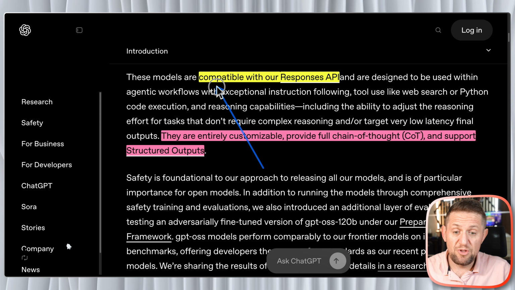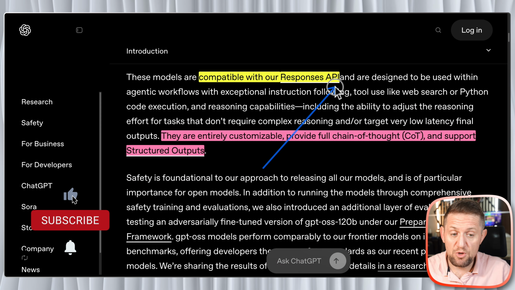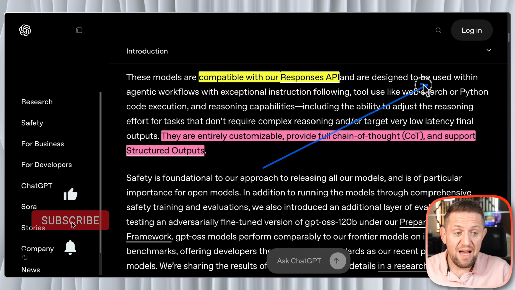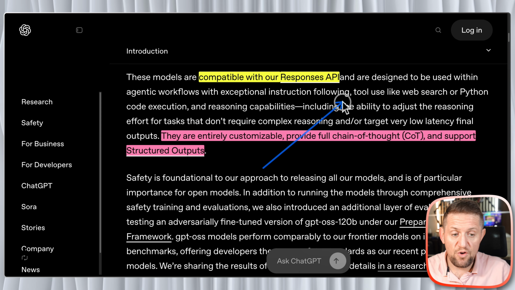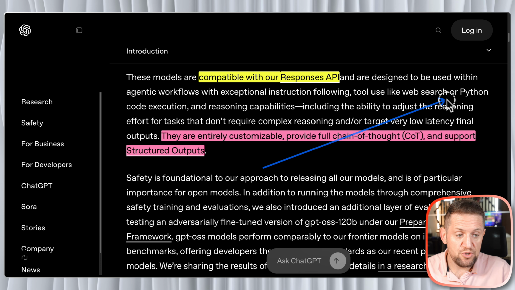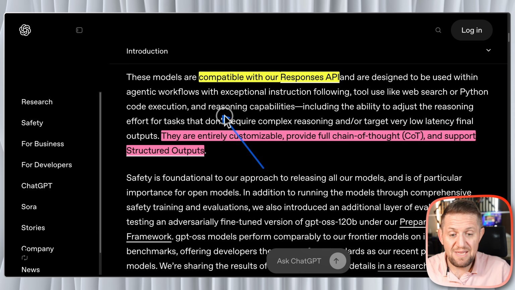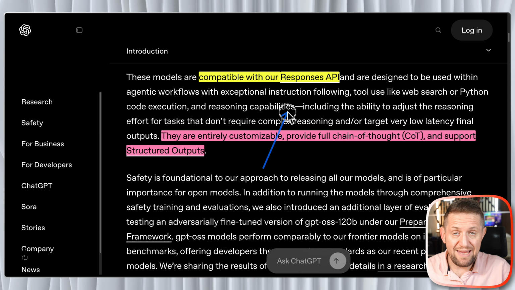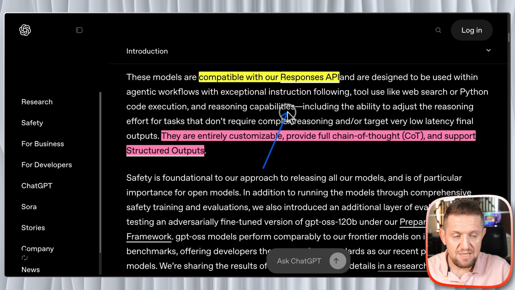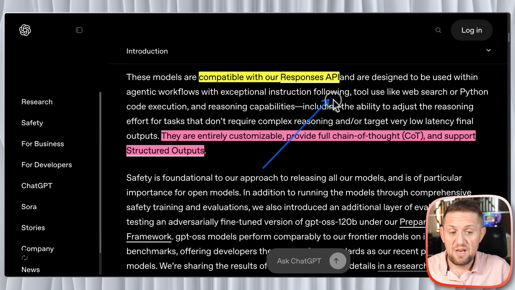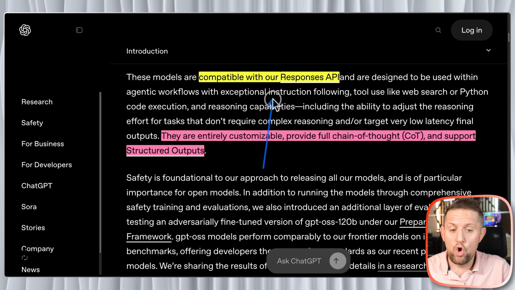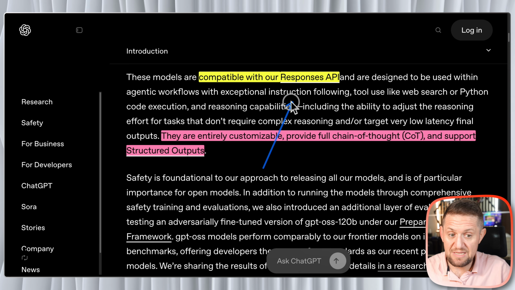open weight. Those models are also compatible with the Responses API and are designed to be used within agentic workflows with exceptional instruction following, tool use like web search or Python code execution, and reasoning capabilities. So again, they're stressing that these models are good in these areas, and it seems they are good in instruction following, which is something we know GPT-4.1 is really good at.